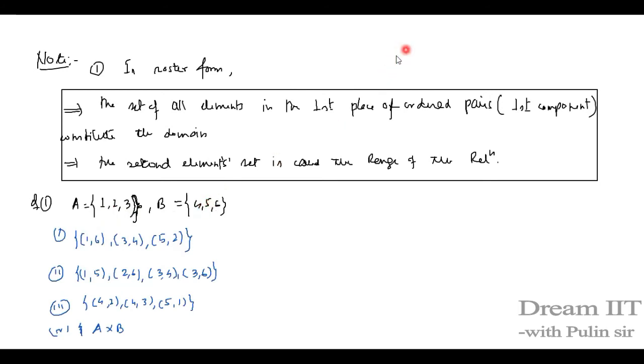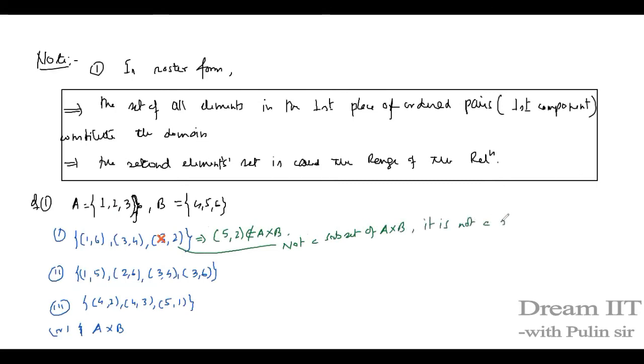So that is the criteria you observe. If it is satisfying, it's well and good. For that, you just check whether every first place element is found in the set A or not. In the very first set, you will find that this 5 is not in the set A. So if that 5 is not in the set A, 5 comma 2 does not belong to A cross B. So this particular part is not a subset of A cross B. Therefore, it is not a relation.